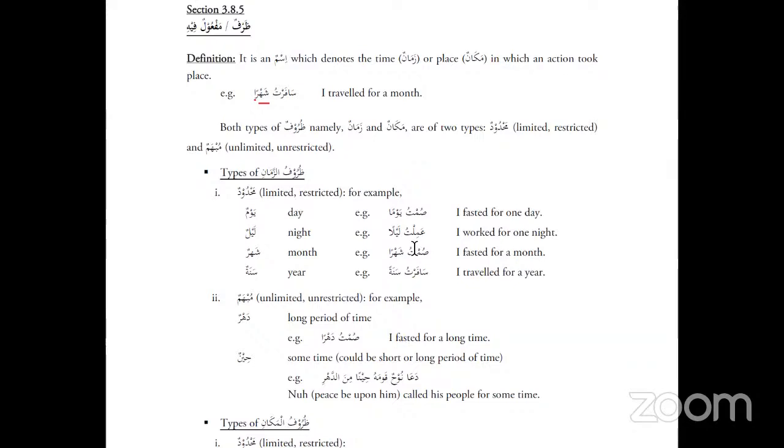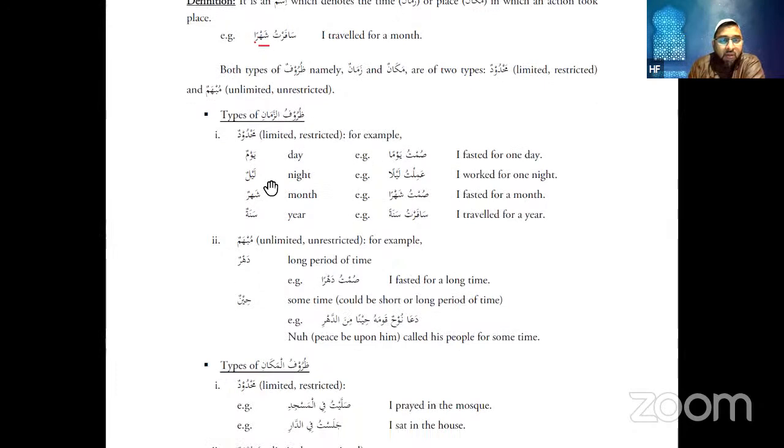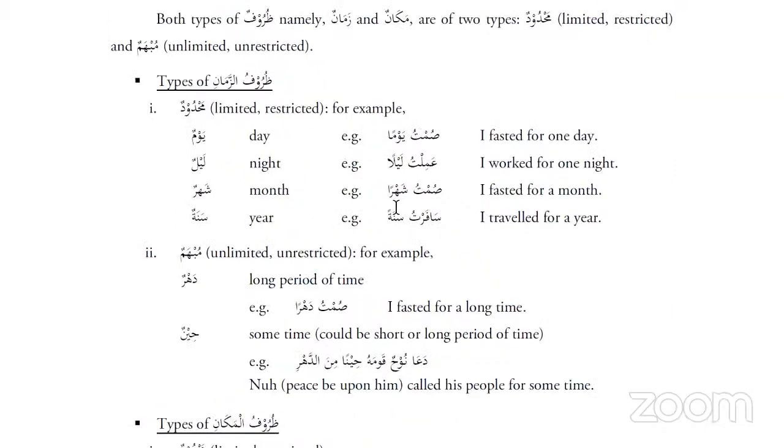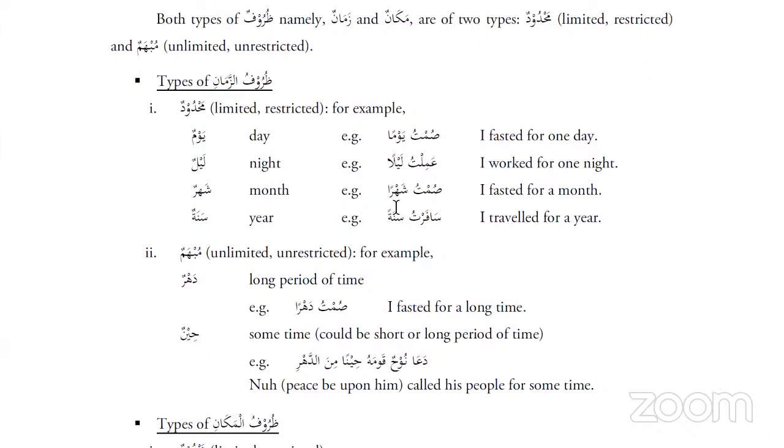Namely zamanun and makanun, are of two types: mahdudun, limited or restricted, and mubhamun, unlimited and unrestricted. Let's do the types of time now. Mahdud, restricted, limited. Let's do them. Sumtu yawman. I fasted for one day.